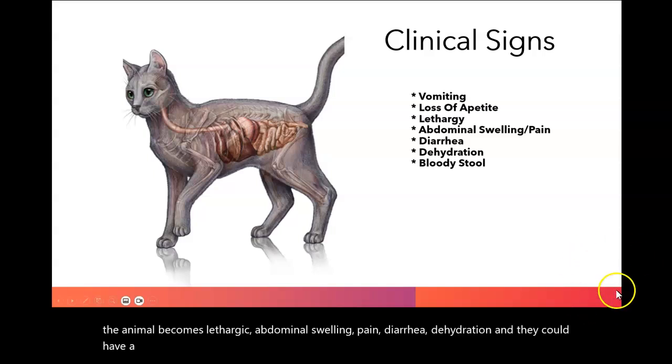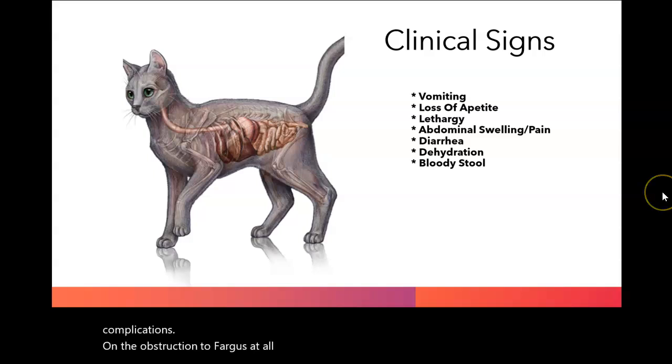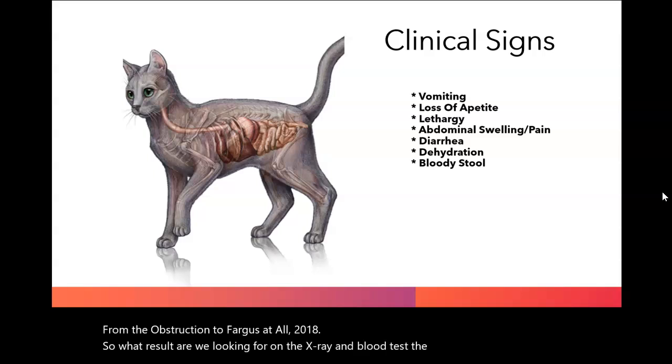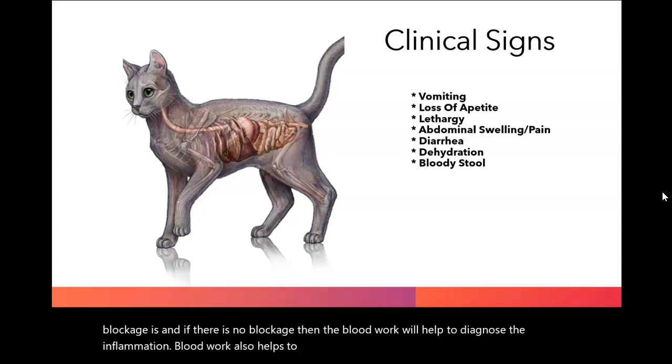So there are several different diagnostic tests that you can perform. Abdominal palpation can be used to detect organ enlargement, thickened bowel loops, and gas. Abdominal x-rays, ultrasonography, and blood tests are used to determine complications from the obstruction. So what result are we looking for on the x-ray and blood test? The x-ray will show where the blockage is, and if there is no blockage, then the blood work will help to diagnose the inflammation. Blood work also helps to determine the level of inflammation, electrolyte imbalance, and if there is blood loss.